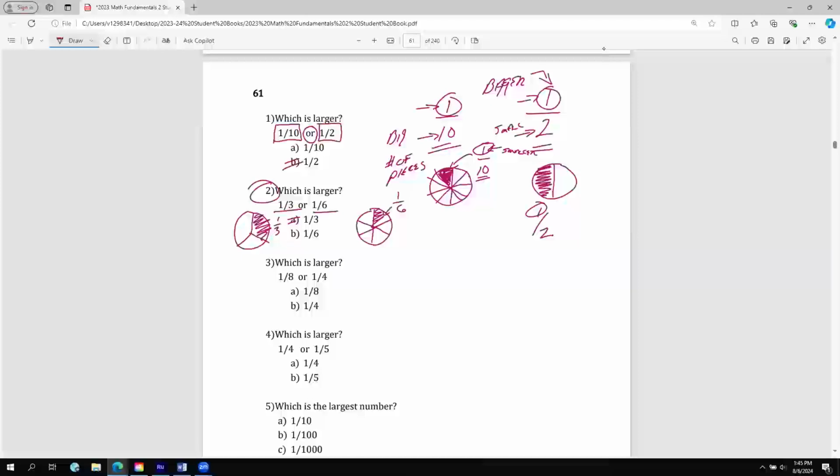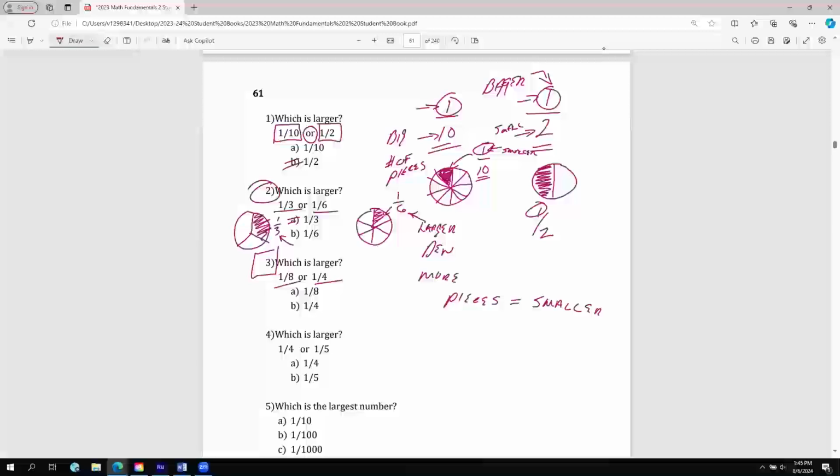See that? And I can get that again by looking at the denominators. Again, the larger denominator means more pieces. And the more pieces I make, each piece gets smaller and smaller. So let's take a look at number 3. You have something, 1 piece of 8 or 1 piece of 4. Which one is bigger?